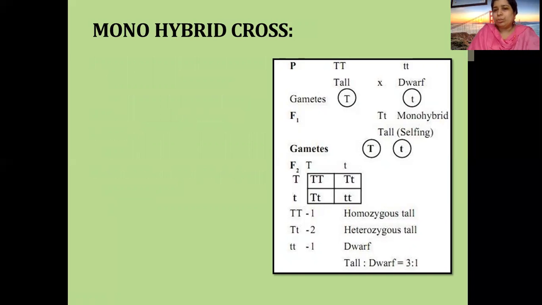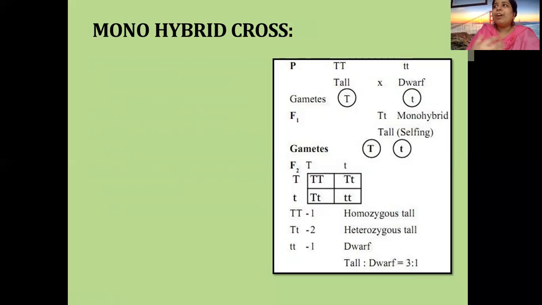Now, when he did the crossing, he found that the gametes from the tall plant are represented by a capital T. There is some importance in why we use a capital T and a small t. Whenever we put a capital T, it is a dominant characteristic. That means while crossing, it is going to show its dominance, its power. That means I am dominant, right? And the other, the small t, is called recessive. What is it called? Recessive.